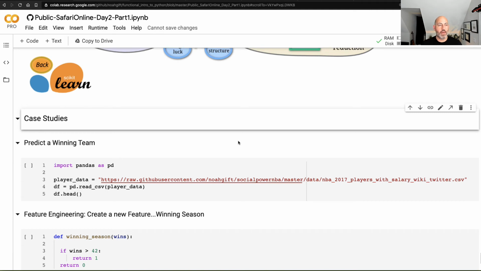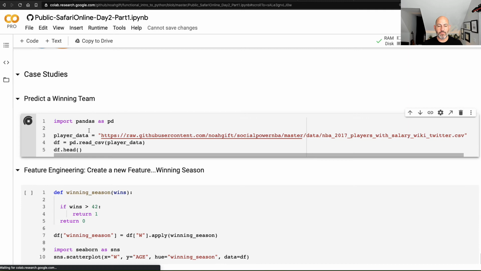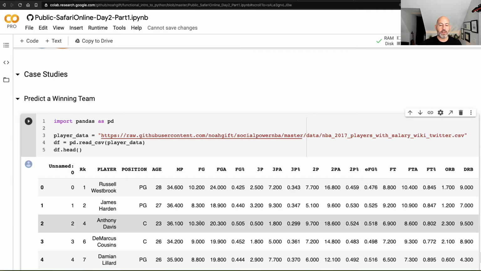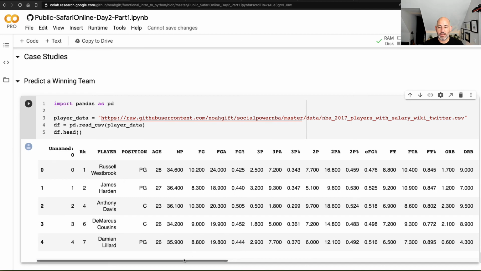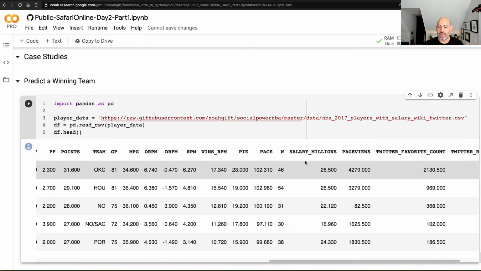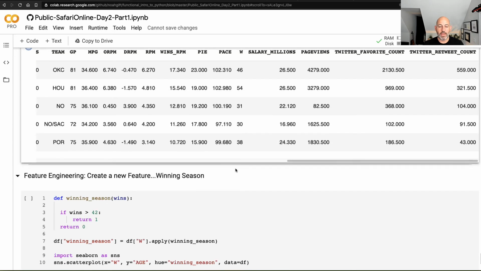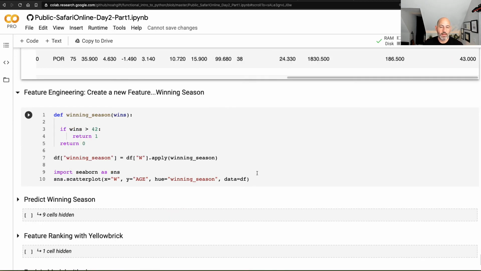So how would I do that? Well, we could go through here and grab that data that I had before and just kind of print it out. So I have a bunch of data inside of here, and it's got things like the position, the salary data that I collected, the page views, the Twitter favorite counts, retweet count.